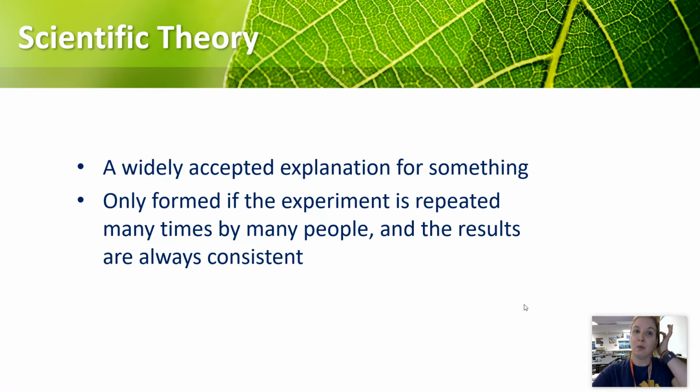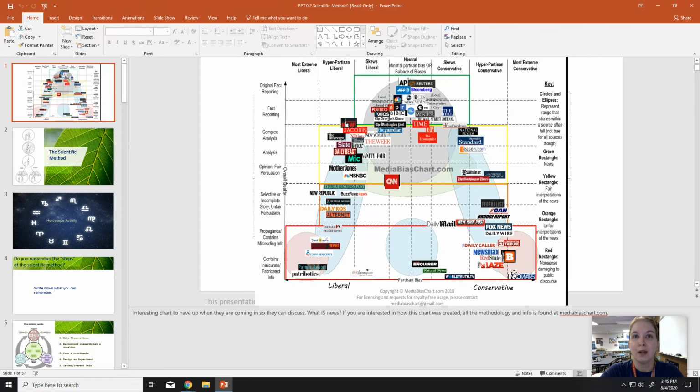Scientific theory: a widely accepted explanation for something, and it is only formed if the experiment is repeated many times by many people and the results are always consistent. So once again, you can think of recipes as a good theory. Things like gravity and evolution are scientific theories. Theory with a capital T, the way we use it in science, is as close to fact as we can get. But the cool thing about science is as soon as we get something that disproves it, we get to change our mind. All right, you guys survived.